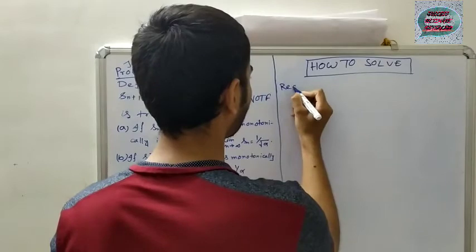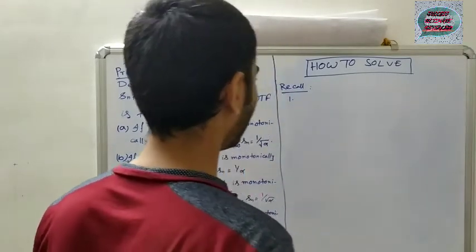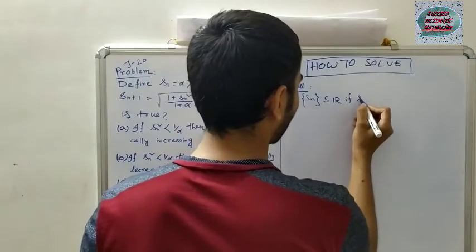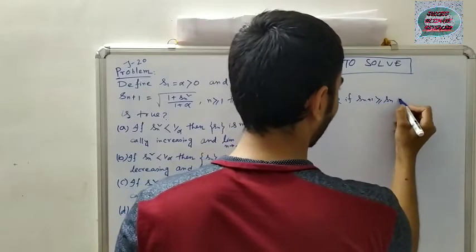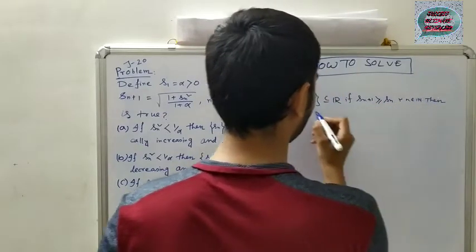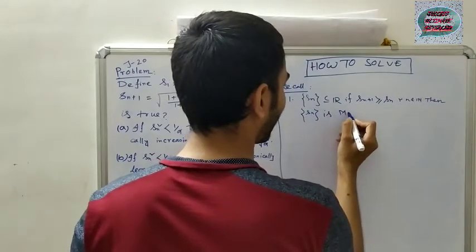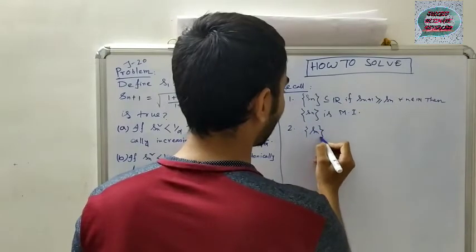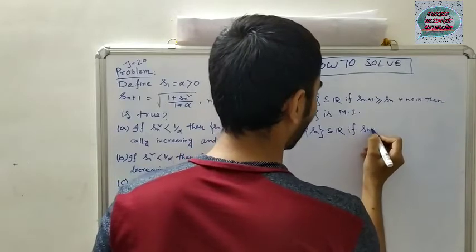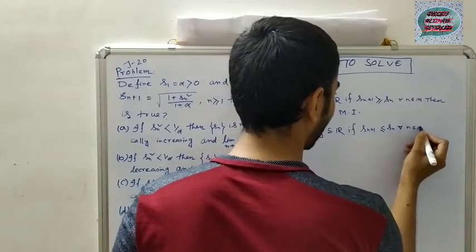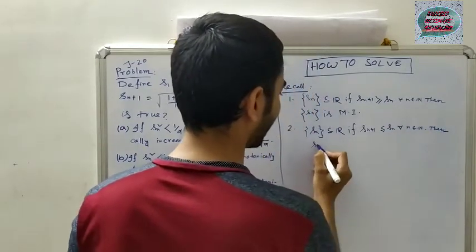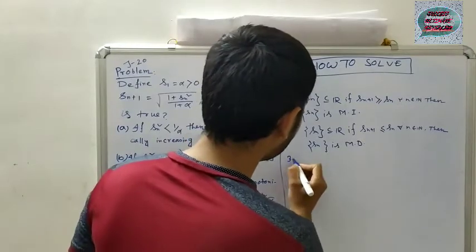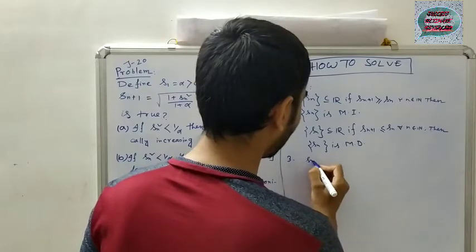First point: a real sequence Sn, if Sn+1 is greater than or equal to Sn for all n belonging to N, then Sn is a monotonically increasing sequence of real numbers. Second point: for a sequence Sn of real numbers, if Sn+1 is less than or equal to Sn for all n belonging to N, then Sn is a monotonically decreasing sequence of real numbers.